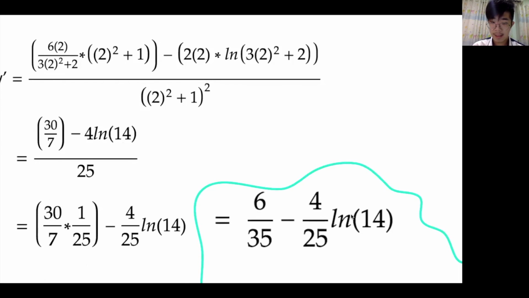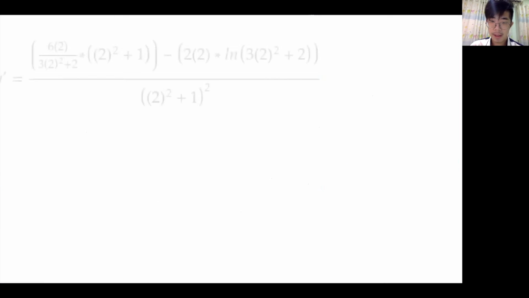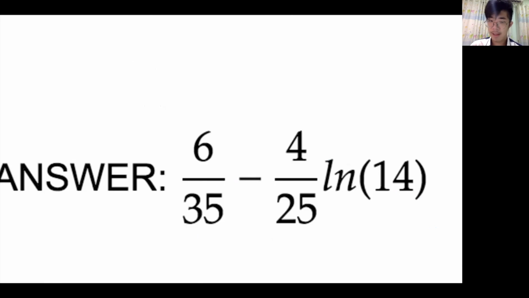And this is a simplified answer of a plus b ln 14. So this is the answer: 6 over 35 subtracted by 4 over 25 multiplied by ln 14.